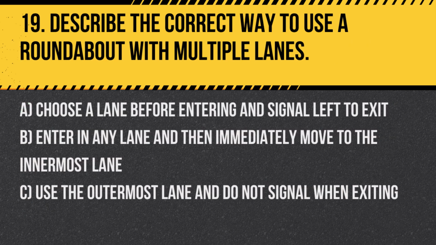Question 19. Describe the correct way to use a roundabout with multiple lanes. A. Choose a lane before entering and signal left to exit. B. Enter in any lane and then immediately move to the innermost lane. C. Use the outermost lane and do not signal when exiting. Answer: A. Choose a lane before entering and signal left to exit. In a multi-lane roundabout, it's important to be in the correct lane for your exit before entering and to signal as you leave the roundabout.